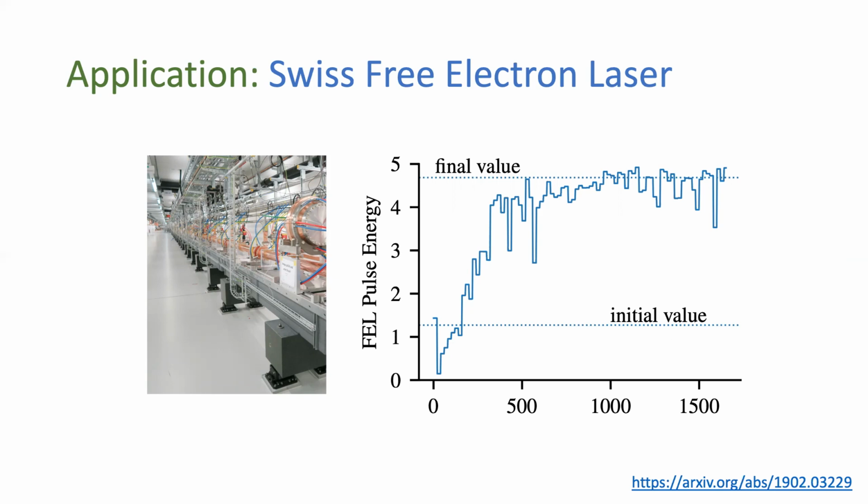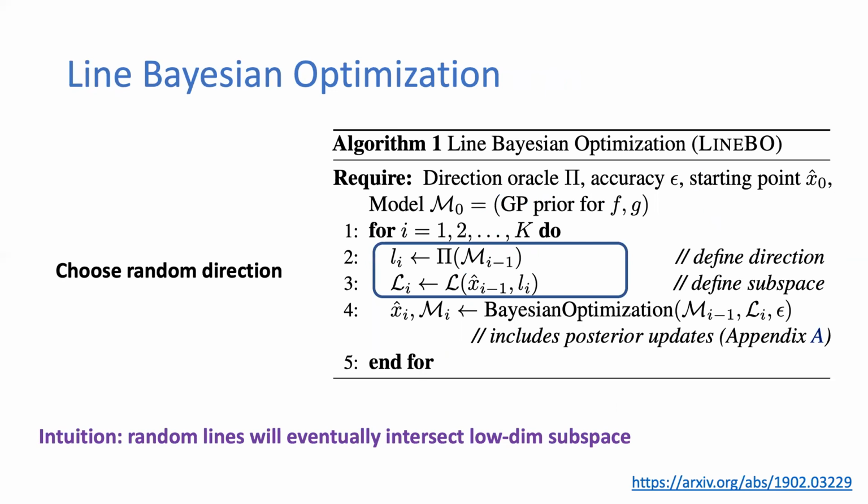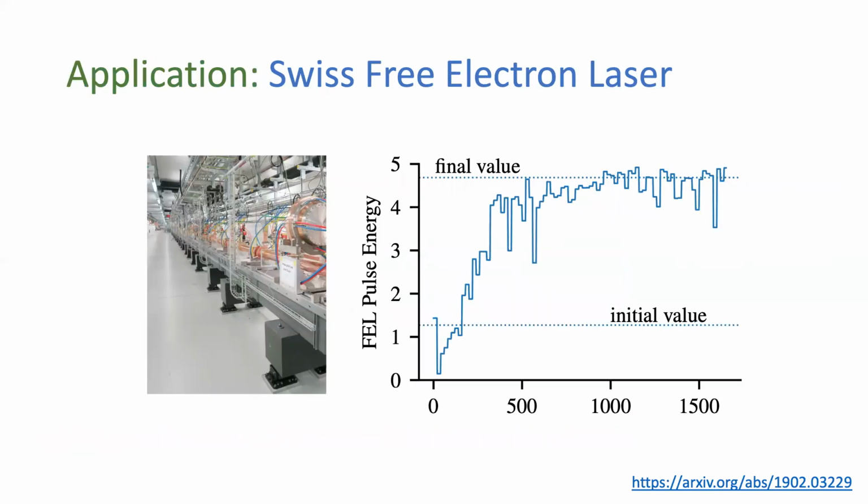And so they applied this line BO algorithm where they choose random one-dimensional subspaces, run a standard Bayesian optimization approach in this one-dimensional subspace, and repeat. So basically, you could think of this line BO algorithm as doing line search. Line search is a very popular optimization approach where you just choose a line, a one-dimensional subspace. You find the optimal value along this one-dimensional subspace, and then you choose another one-dimensional subspace. It's the same idea. And they were able to actually tune the pulse energy of the free electron laser very well.